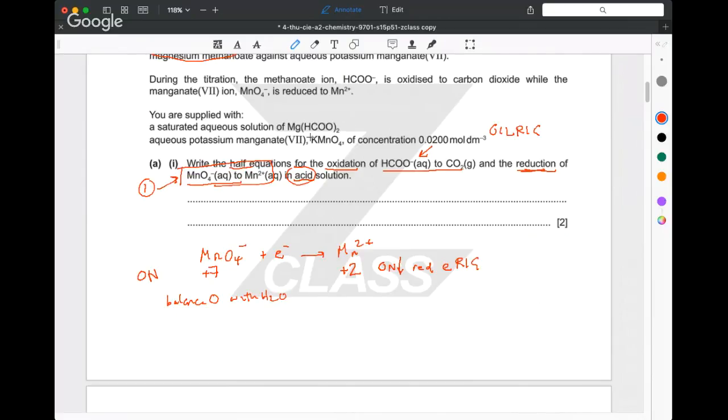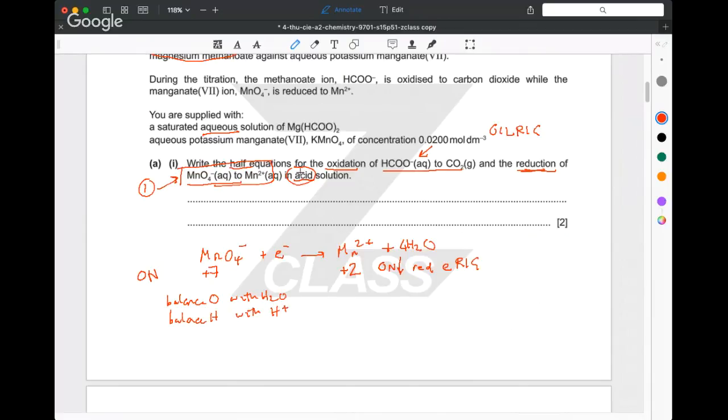Because this is all in solution, isn't it? It's an aqueous solution. We're allowed to put water into this equation. And you can see there's 4 oxygens over here. How are we going to balance that with water? Well, we're going to have water over here, and we're going to have 4 lots of water because we need 4 oxygens, yes? So we balance the oxygen with water, and then we balance hydrogen atoms with H+.